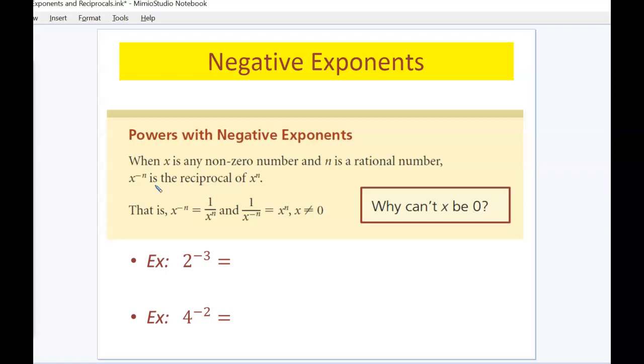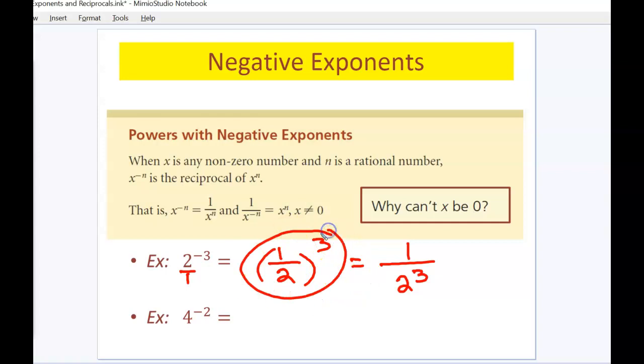So for example, 2 to the negative 3, well, my base is 2, I can reciprocate 2 to get 1/2, and then I can raise it to the power of 3. Another way of writing that, when this base is 2 over, say, 1, I can move the 2 down to the bottom and make the exponent positive and leave 1 in the numerator. These two things are the same, but I think this idea of reciprocating the base and making the exponent positive is a little easier to understand.